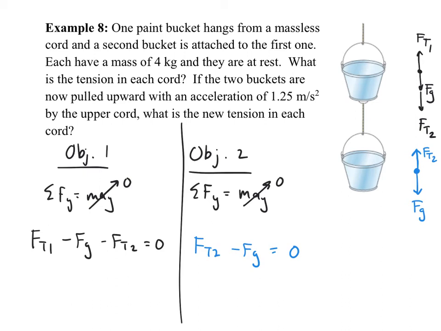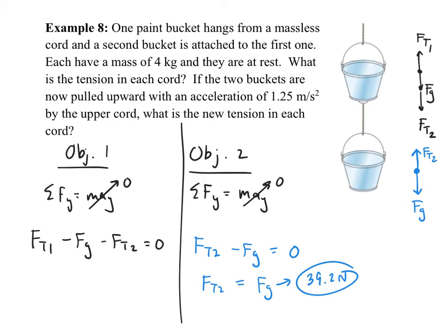So if you want to, you can leave MA here and just set it equal to 0 in the last step. And then for the next part, just set it equal to 1.25 if you want to. Or we'll go back and just plug it in. So let's get FT2 here. FT2 will equal FG if we move it over. And FG is really MG. So it's 4 times 9.8. Right? 4 times 9.8, 39.2. That's the tension in the lower cable.